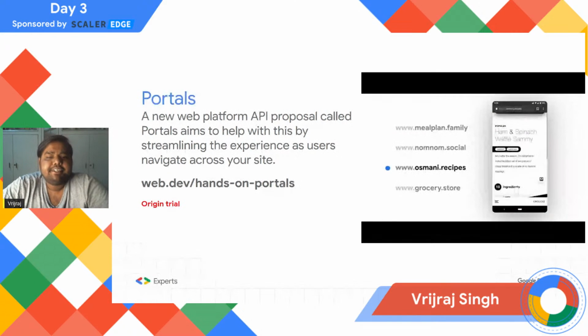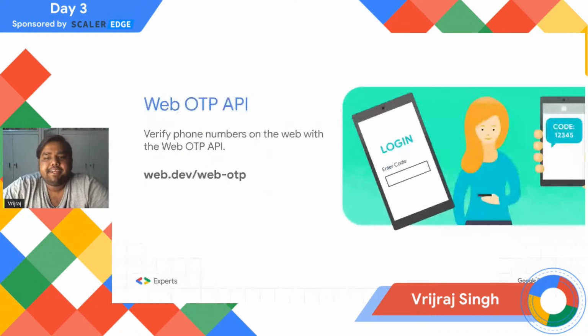And the next API is the OTP API. Whenever you get an OTP message on your mobile device, you can fetch it directly in the mobile browser automatically. You do not need to copy it, go to the SMS or messaging application, copy the OTP and then paste it into the web browser. It will be fetched automatically with the help of the OTP API.